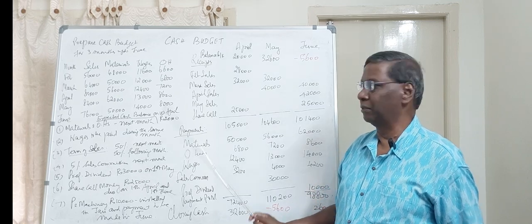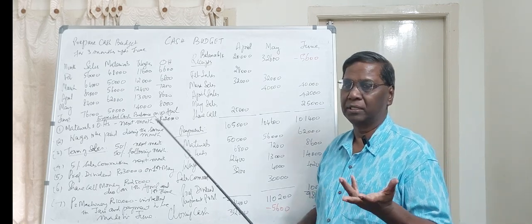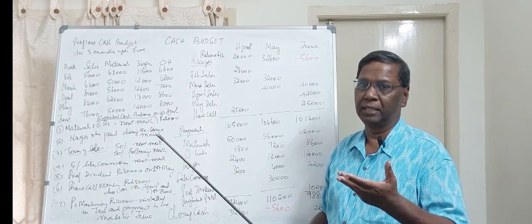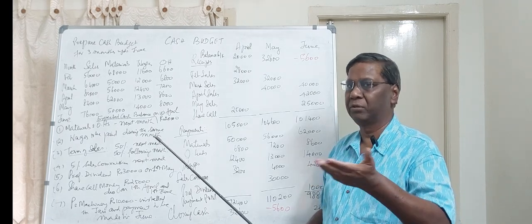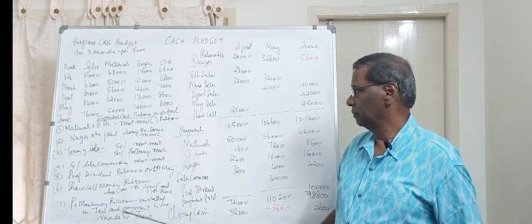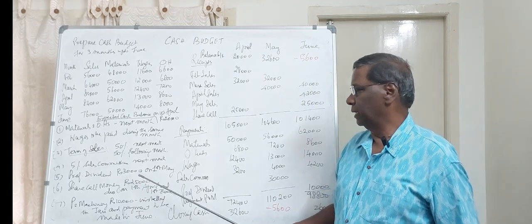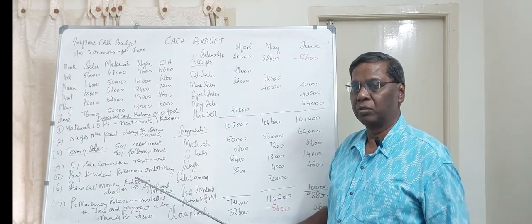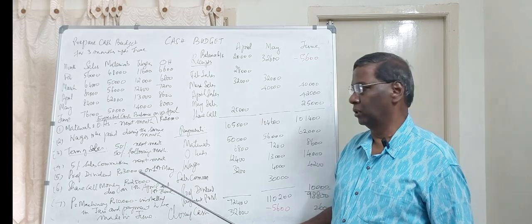The sales commission is paid the next month, not in the same month, because we don't yet know how much he has made in sales. So naturally, the sales commission will be in the next month only. Then dividend: we are paying dividend to the investors who have contributed to the capital.